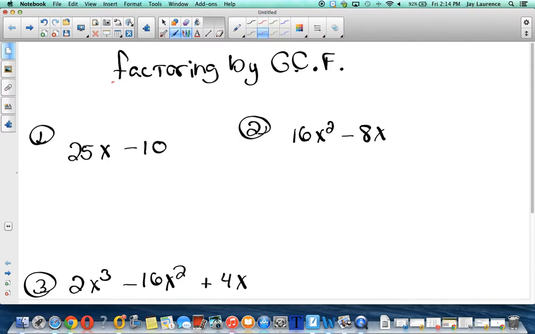All right, factoring. Today we're going to do what's called factoring by the GCF, which you already know. We're just going to go a little more in depth. You know it because we used to call it undistributing. That's what I've been talking about with undistributing.